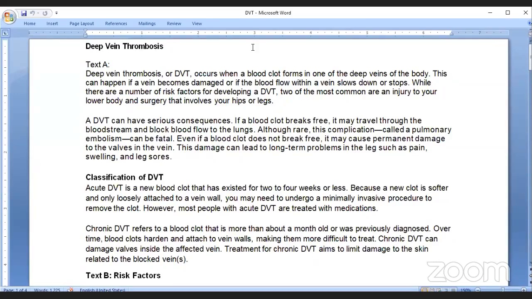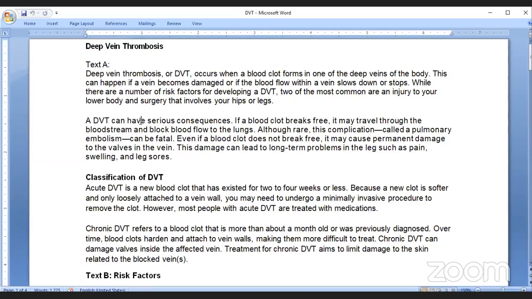In the skimming and scanning part, what we need to do quickly is just see the main headings, subheadings, and key points, what is included in each paragraph. Then you will get an idea about your text, and you can easily answer your questions. So let us try this today. You can see the main heading is deep venous thrombosis. This is the main topic in text A.